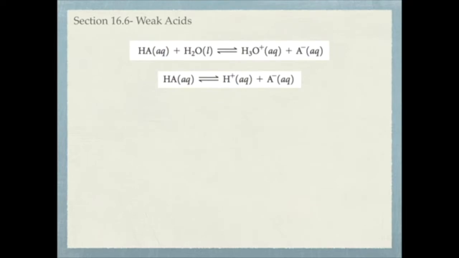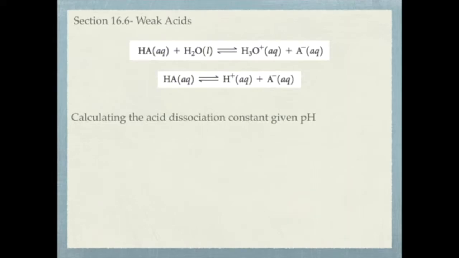We will interchange the term hydrogen ion and hydronium ion because, other than the water, which we'll ignore for ICE charts, those are the exact same reactions except that you have hydronium in the top one and hydrogen ions in the bottom. So I tend to use the bottom one. Either one is perfectly fine. Let's look at an example.